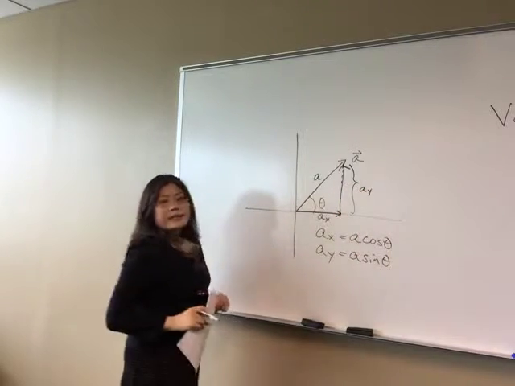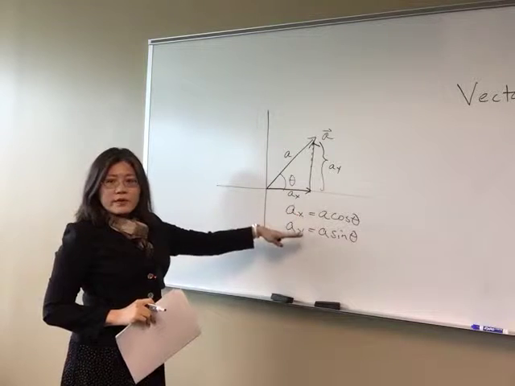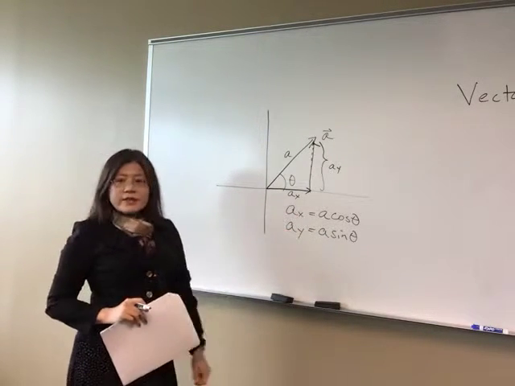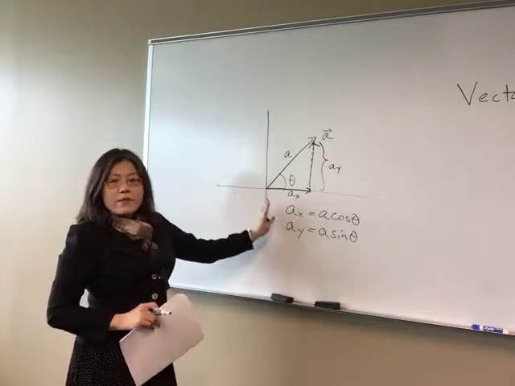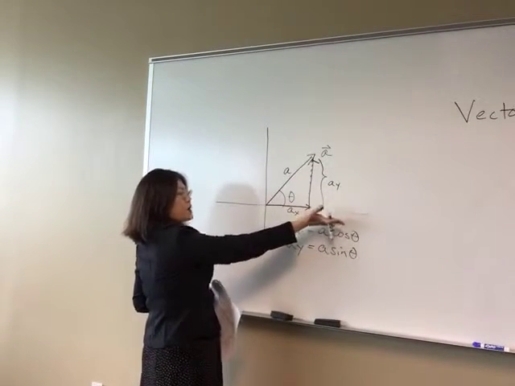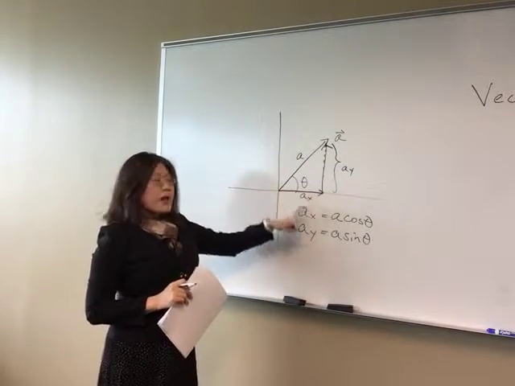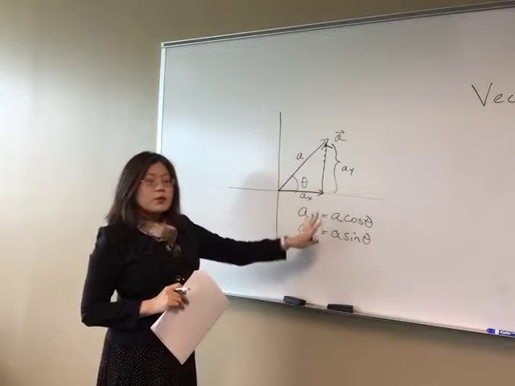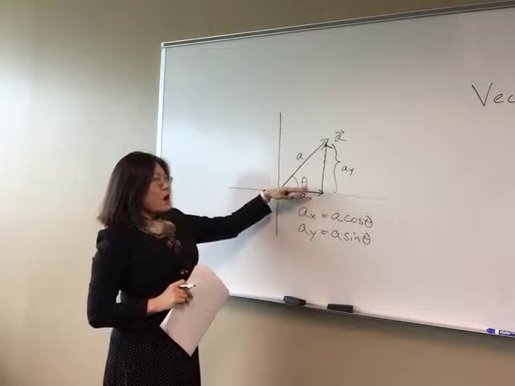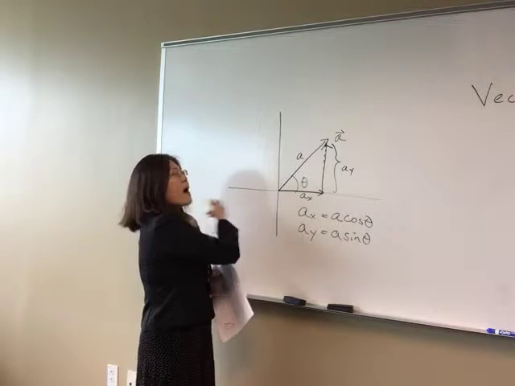So you can see that this is how you resolve the vector. And so very simple. The x component is just A times cosine theta, and the y component is A times sine theta. You can use this expression so long as your angle is measured from the positive x-axis. If the angle is not measured from the positive x-axis, then you cannot use that information, and we're going to discuss how you would do it when you have an angle that's not measured from the positive x-axis. Okay.